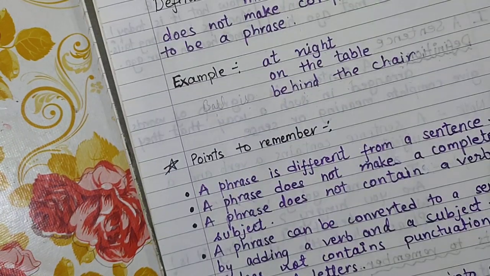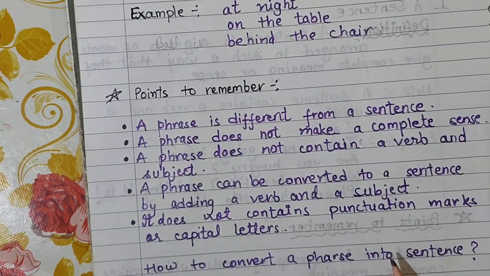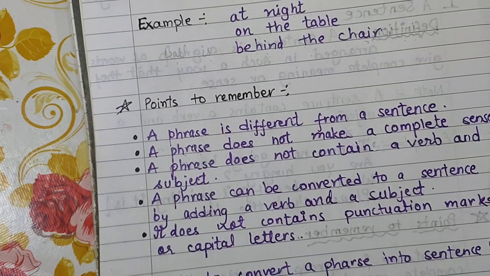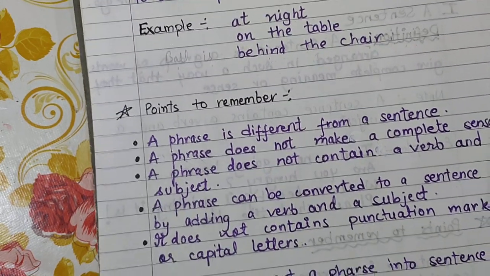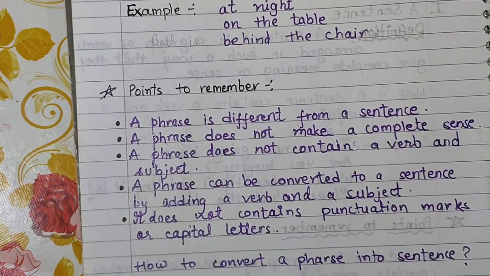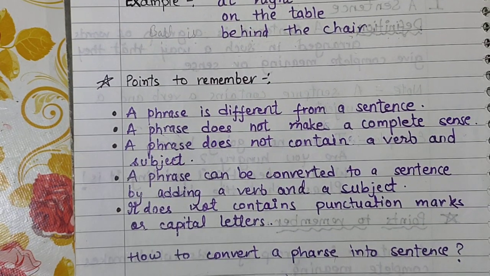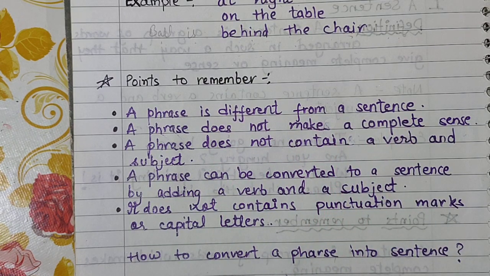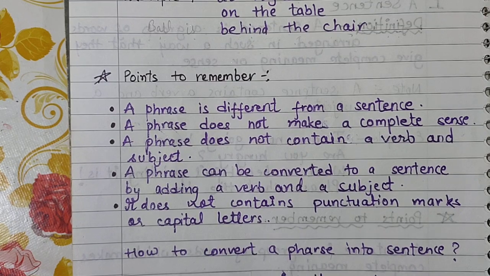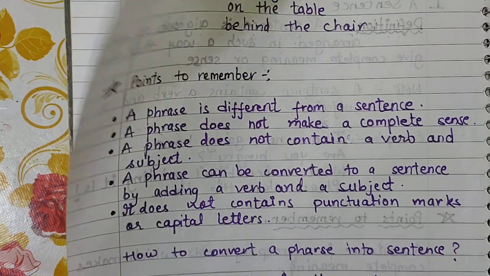Now, what are the points you should remember about the phrase? There were 3 points that you should remember about a sentence. Now here there are more than 3 points which you should remember about a phrase. Now phrase is different from a sentence. Always remember that phrase and a sentence are not same to same. They are not same. Why?